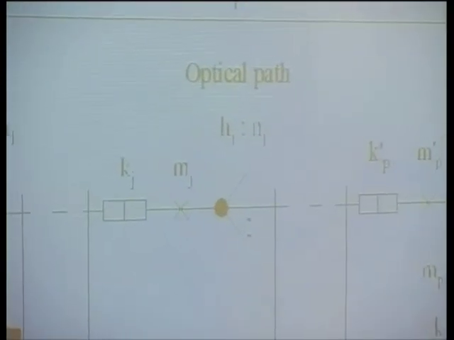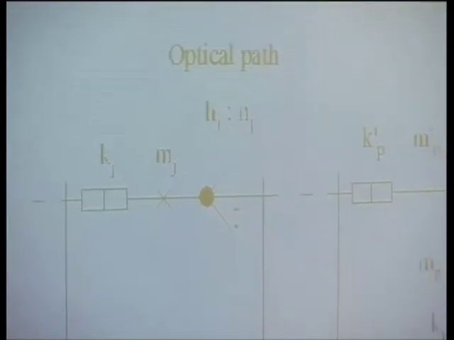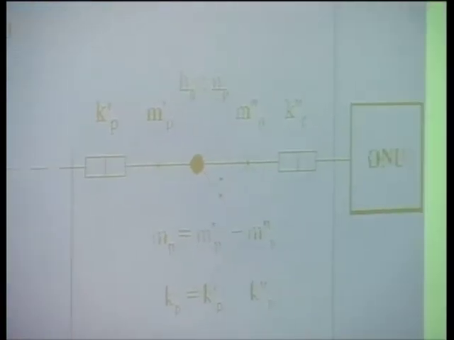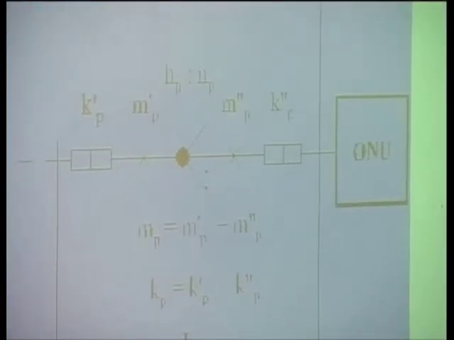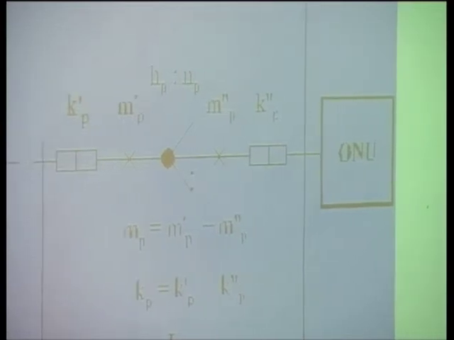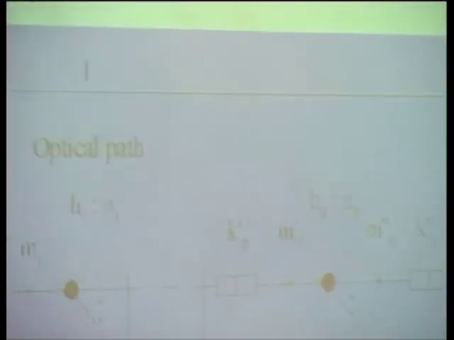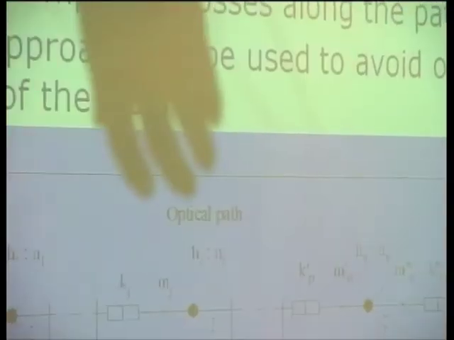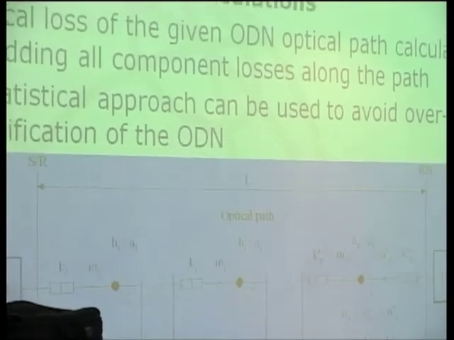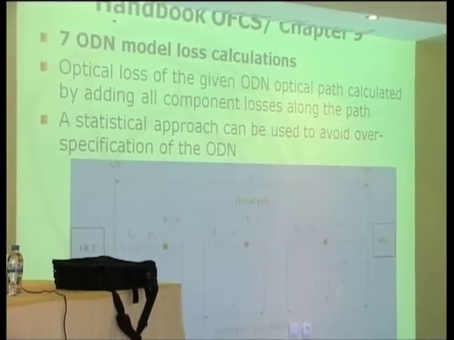Of course, since the leaves of this tree will be 32 or 64, in an optical distribution network we can have 32 or 64 different optical paths. For each of them, we have to set a table in which all the relevant parameters are listed.